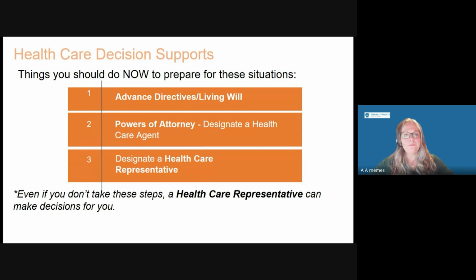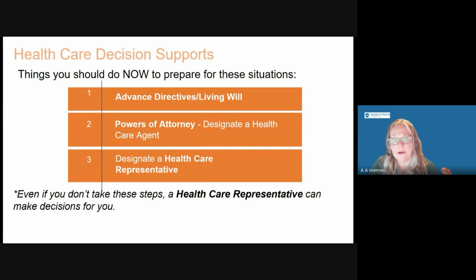So we're going to talk about these briefly. Different kinds of healthcare decision supports. The first are advanced directives, or what sometimes are called living wills. The second are powers of attorney, where you would designate someone to be a healthcare agent for the person with a disability. And then third is you can designate someone to be a healthcare representative, which is different than a power of attorney. We're going to talk about that in a minute.